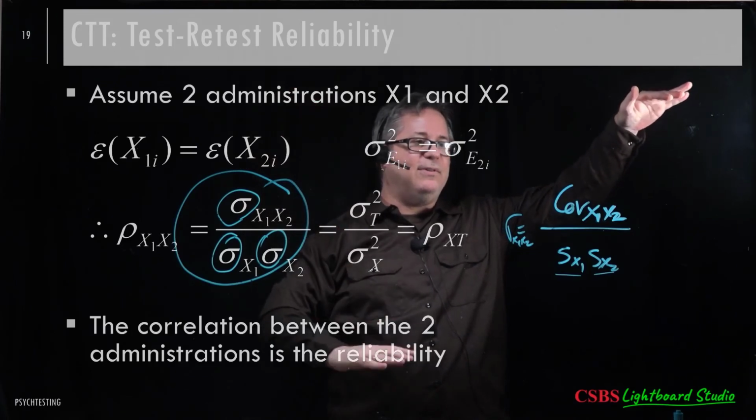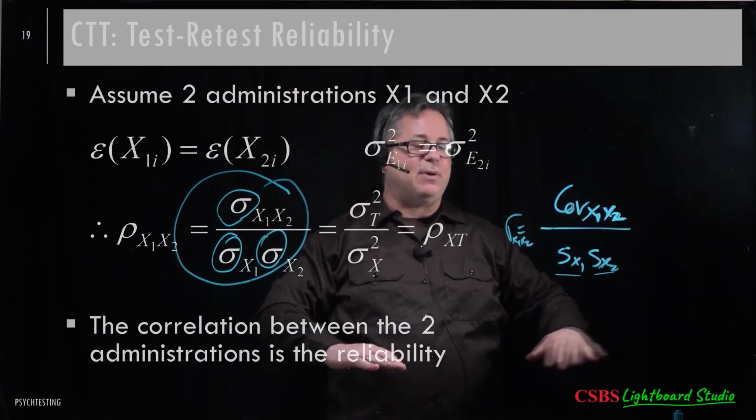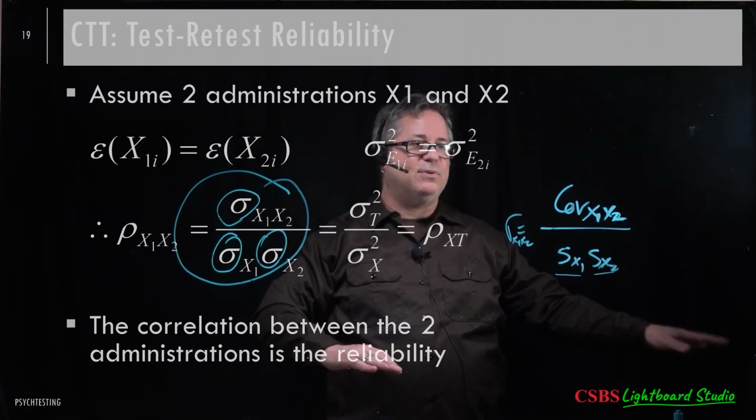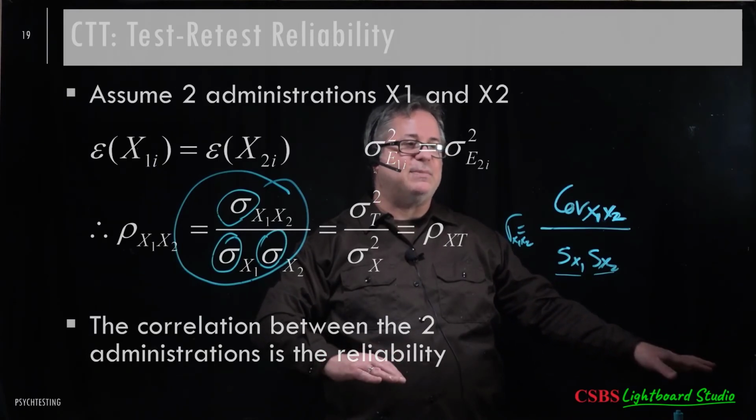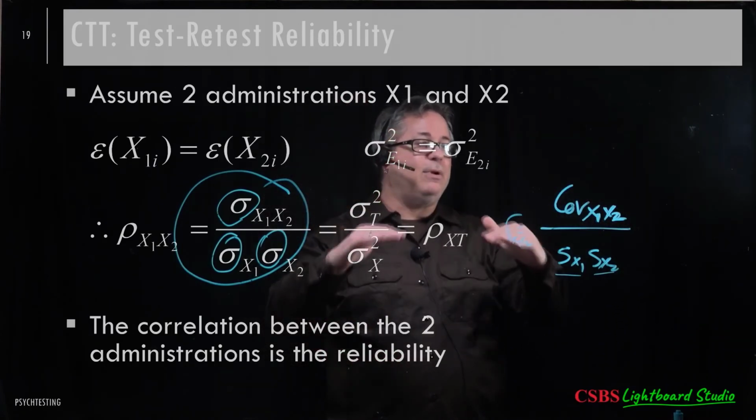If someone's low at pre-test or test 1, they're low at test 2, they probably have a low true score. I don't know what the true score is, but I know that it's likely low because they scored low both times. They scored high both times. They scored in the middle both times.